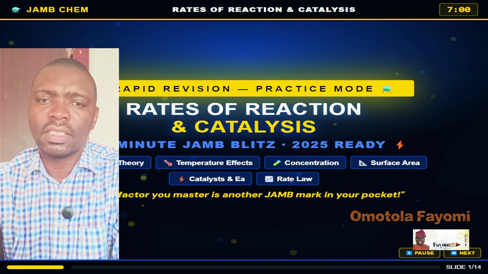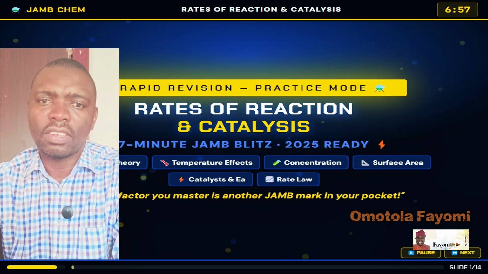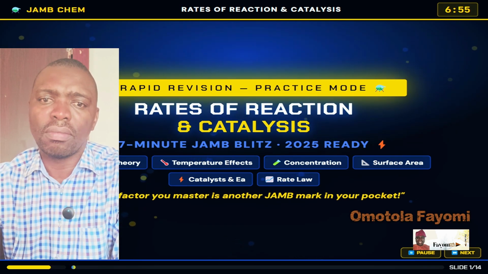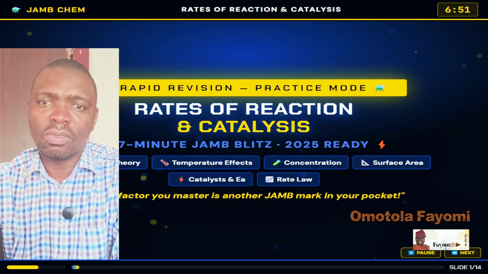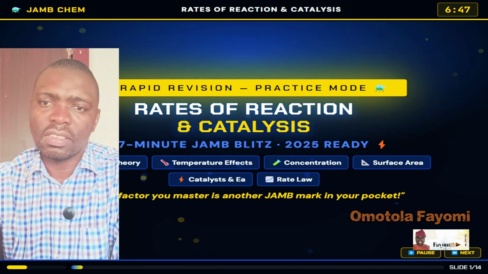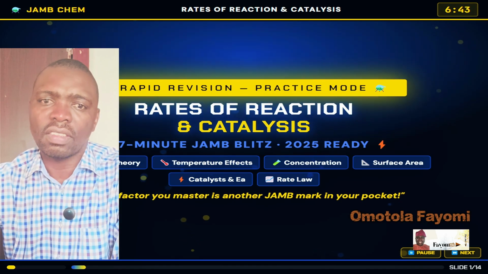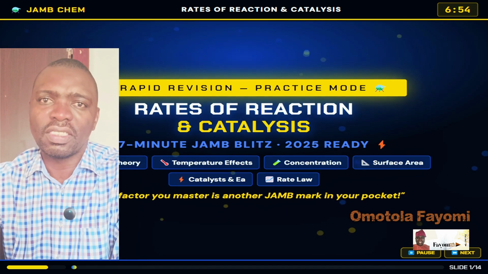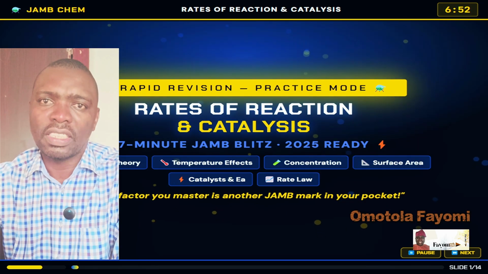Today, we are taking on rate of reaction and catalysis, a topic that combines real-world chemistry with mathematical reasoning, and one that JAMB has tested every single year for all these years. In just a few minutes, you will understand why some reactions are fast and others are slow, how catalysts speed things up, and how to calculate reaction rates mathematically.